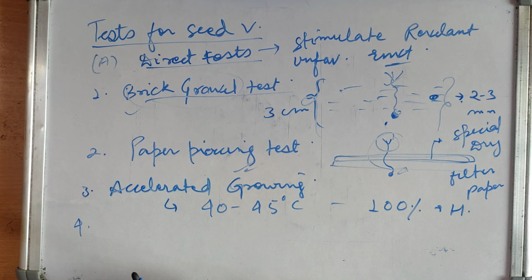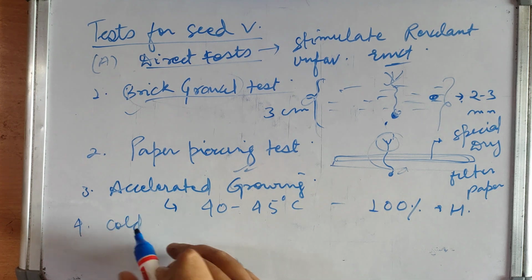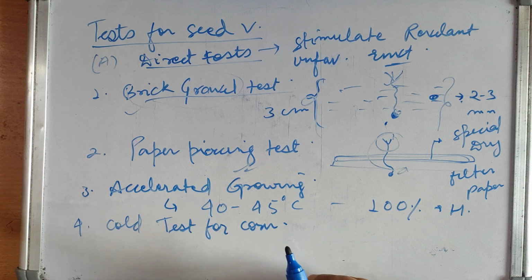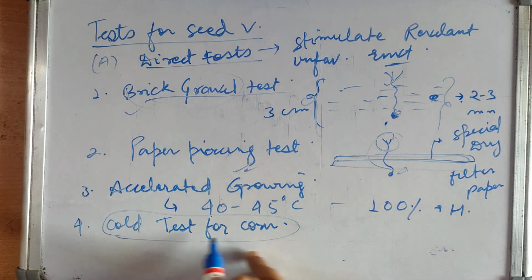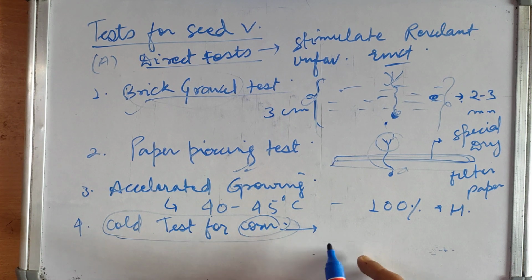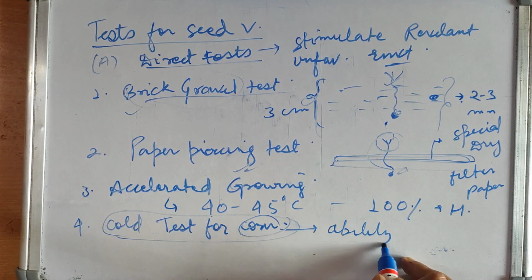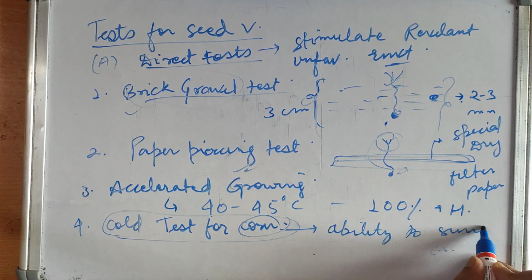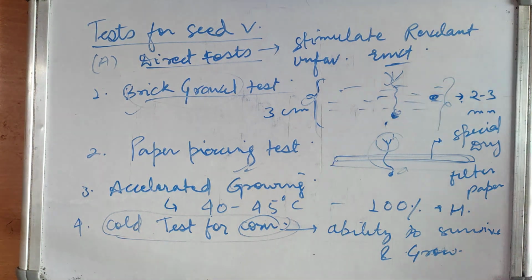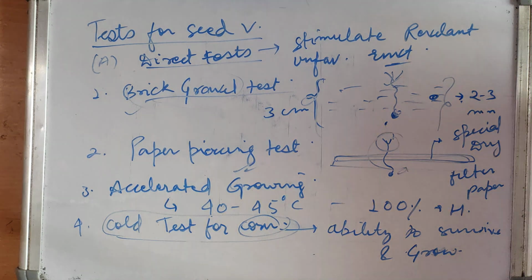Now fourth one is the cold test for corn. It measures the ability of seed to survive and emerge under adverse field conditions. Here we create adverse field conditions and we measure the ability of the seed to survive and grow. If the seed is able to survive and grow, then it is vigorous. These are some of the direct tests.